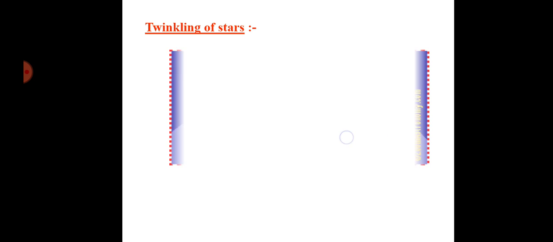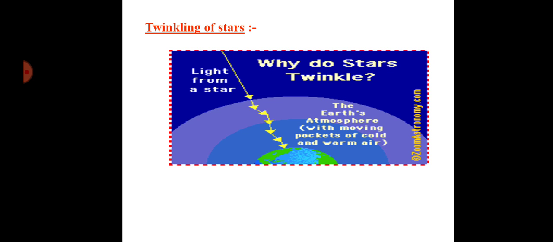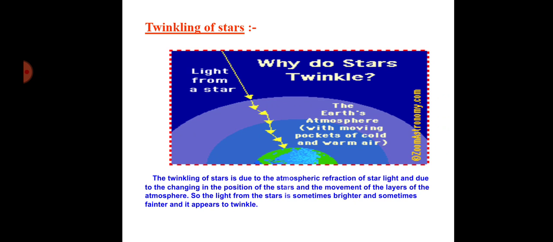Okay, the next one is twinkling of stars. Next atmospheric refraction application. Why do stars twinkle? The twinkling of stars is due to the atmospheric refraction of starlight and due to the change in position of stars and the movement of layers of the atmosphere. So the light from the star is sometimes brighter and sometimes fainter, and it appears to twinkle.